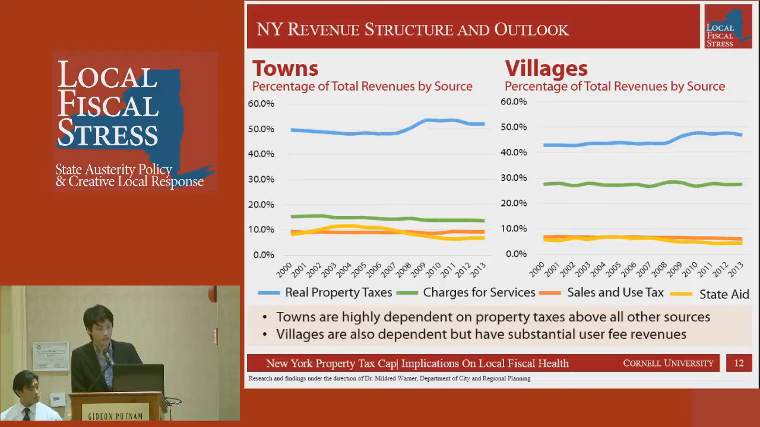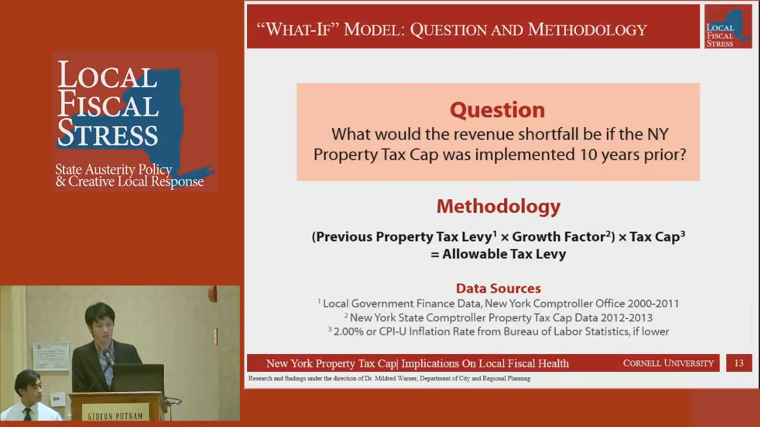To the contrary, we find towns are highly dependent on property tax. You can see the blue line sitting at the top of the chart, above all other sources. Property tax revenues account for around 50% of towns' revenues, and towns have limited other sources. Villages are also dependent on property tax revenues, but villages have substantial user fees as alternative sources. So due to this dependence on property tax, we expect towns and villages will be hurt the most by the tax cap policy. Then we conducted our what-if model to quantify this long-term tax cap impact.